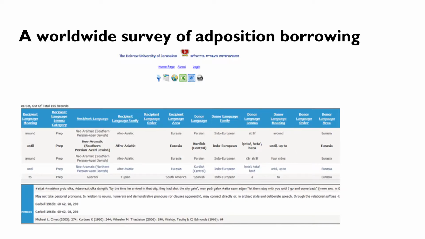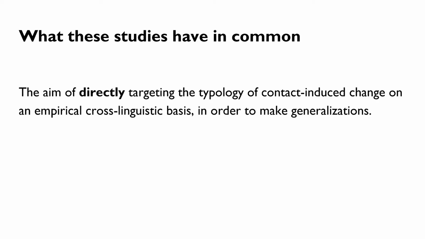A fourth is my database of adposition borrowing. We'll be talking about adposition borrowing more tomorrow, but this is not yet finished and it's not yet online, just to show. But what these studies have in common is, unlike the previous two approaches, what they try to do is to directly study language contact induced change from a typological perspective, right? And also to, as typologists want, make generalizations.